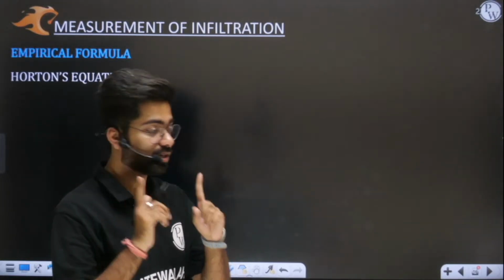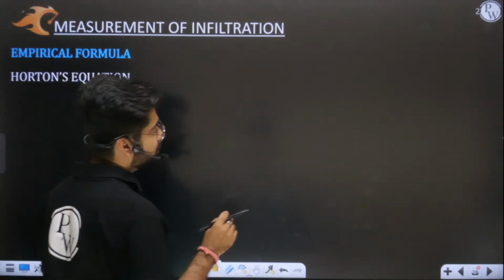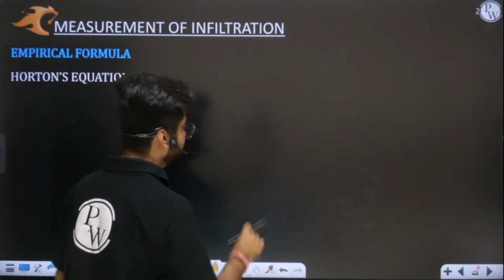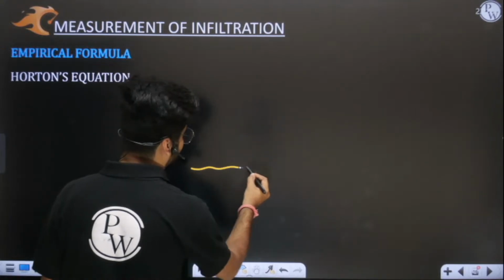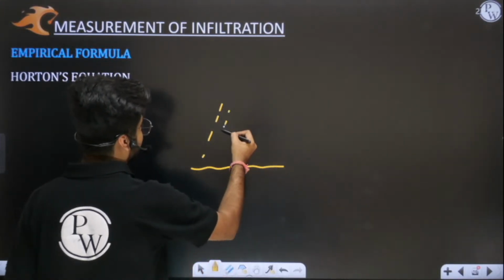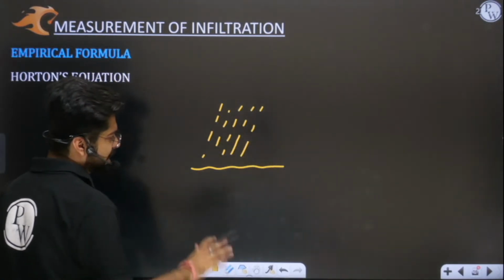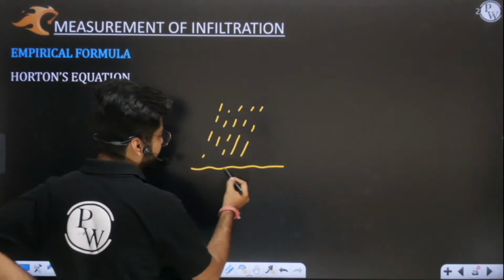First you have to understand one thing before starting this topic: the concept of infiltration capacity. Let us assume we have a ground, and on this ground rain is falling. Now tell me, can you guess the infiltration capacity of this ground?